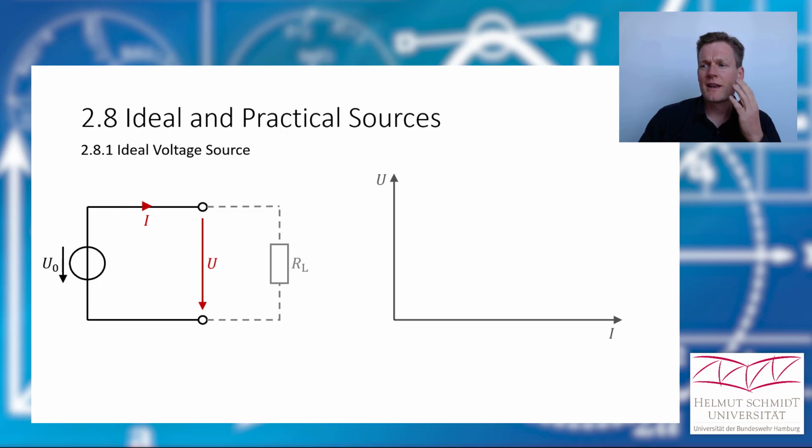And now let's figure out what the output behavior of our ideal voltage source would be. It's quite easy because it's an ideal source. We will always have the same voltage drop U0 at the clamps, and it doesn't matter which current flows.